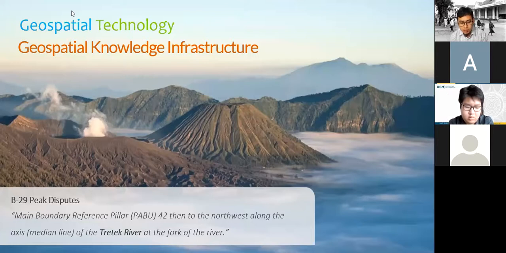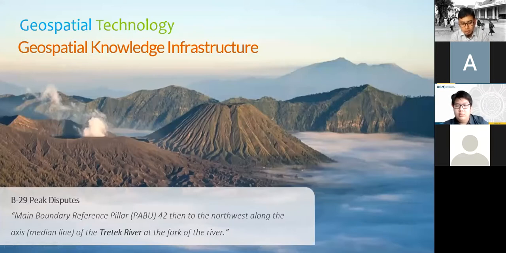So I give you this example here. This is one of the pictures I took from the internet about the top of Mount Bromo, and one of the tops is called P29. It is situated right in the middle of two districts in Indonesia. And then in 2014, there were disputes about this particular point, the P29 peak. The disputes were caused by one of these statements here. The main boundary of the reference pillar said that the boundary lies along the river. This one is called Tretek River in one of the districts in Java.